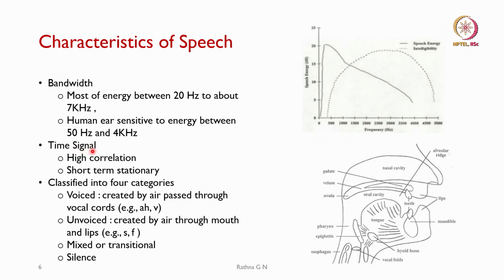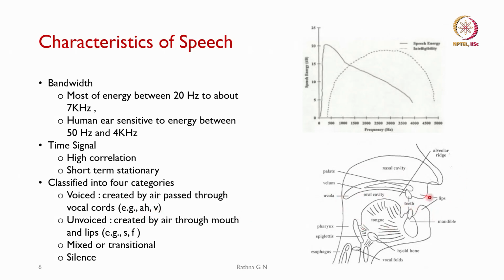The next one is based on the time signal. We say that speech is highly correlated and short-term stationary. So, for a short while we can consider it stationary and then process the signal. We classify speech into 4 categories. One is voiced, which is created by air passing through the vocal cords. Examples are sounds like 'ha' and 'we', as you will see.